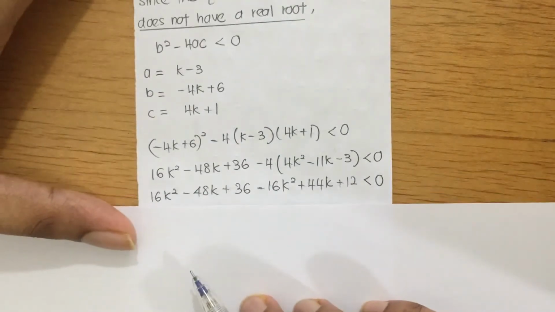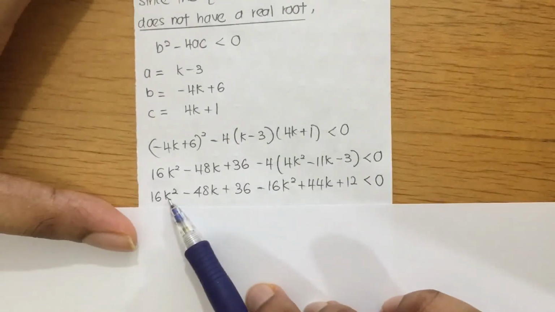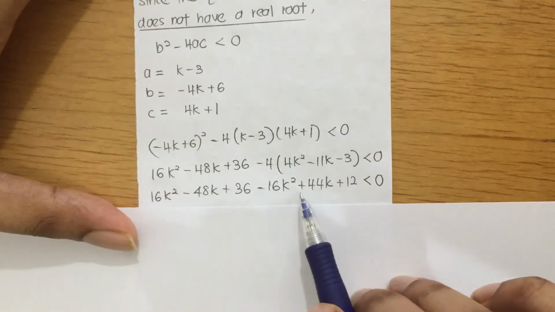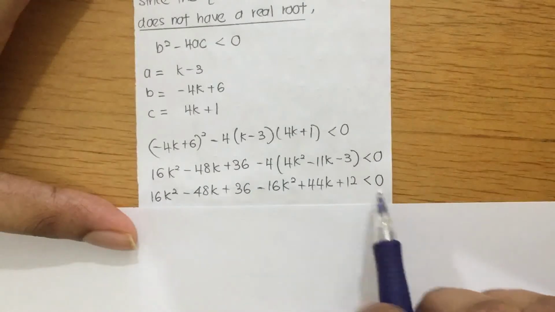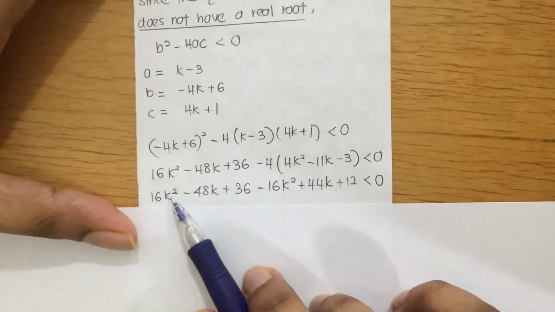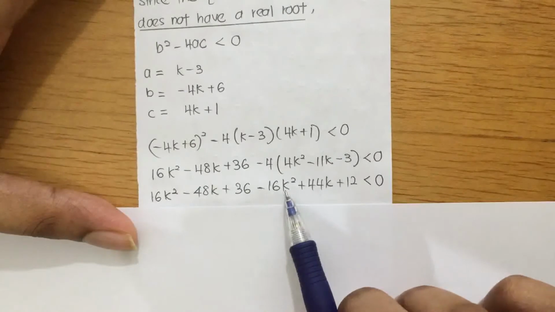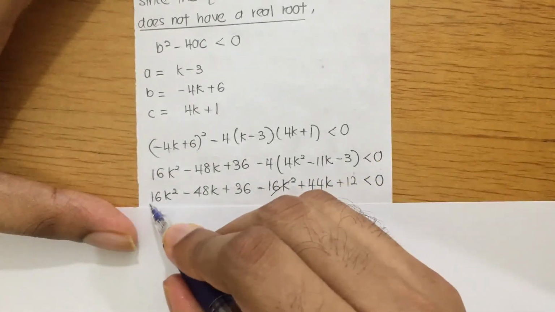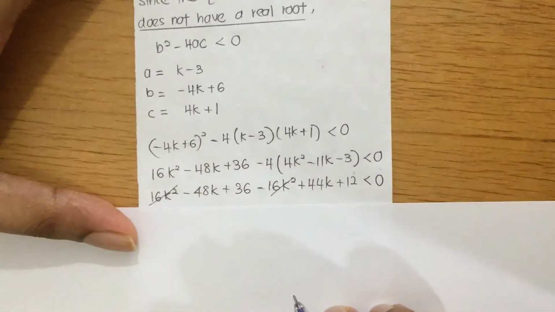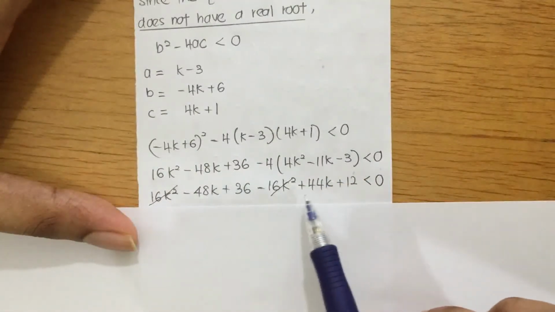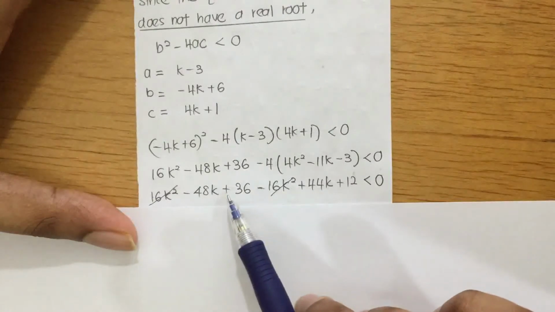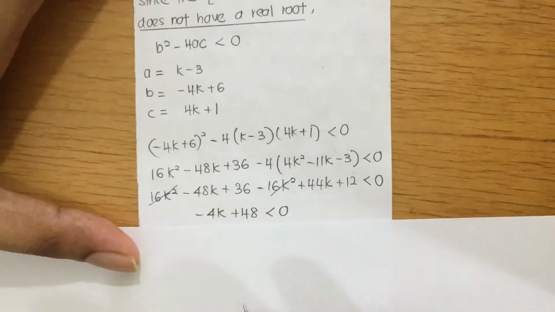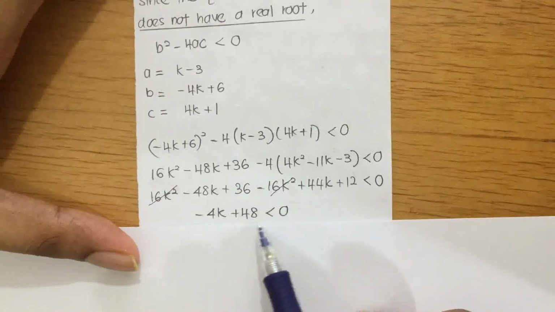So from here you get 16k squared minus 48k plus 36 minus 16k squared plus 44k plus 12 less than 0. So this 16k squared and negative 16k squared, we can cancel them out. So you're left with negative 48k plus 44k and then 36 plus 12. So from here you calculate this, you should get negative 4k plus 48 less than 0.